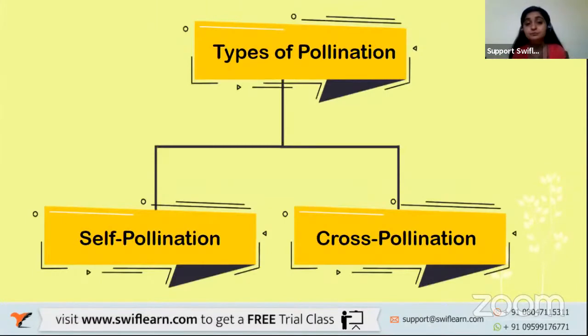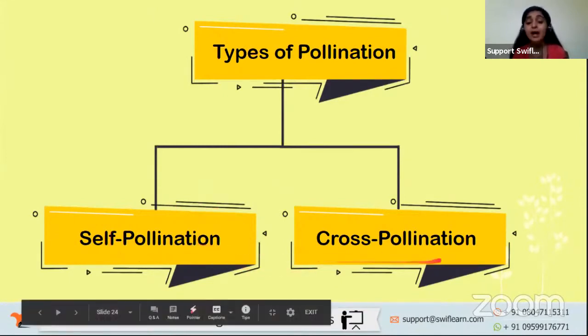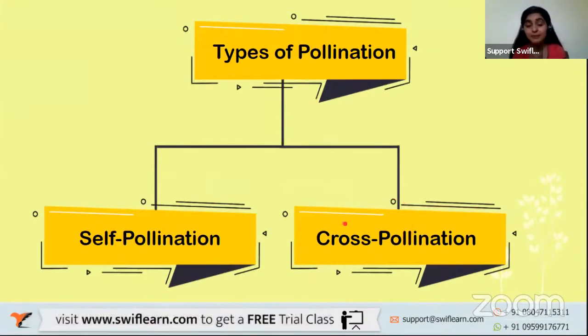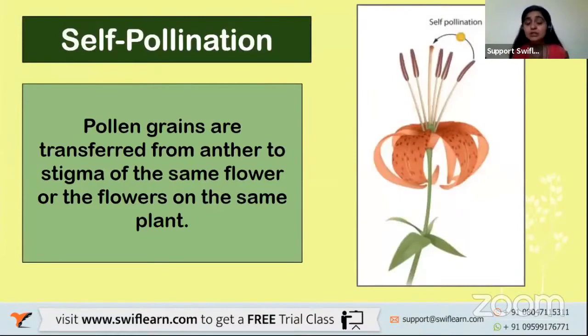Moving further, there are different types of pollination happening around us. There is self-pollination and there is cross-pollination. We'll read about both of them in a little detail, firstly self-pollination. As the name suggests, self-pollination happens in the same flower itself. The pollen grains do not need to go to another part or another flower somewhere. It's happening right there in the same flower.